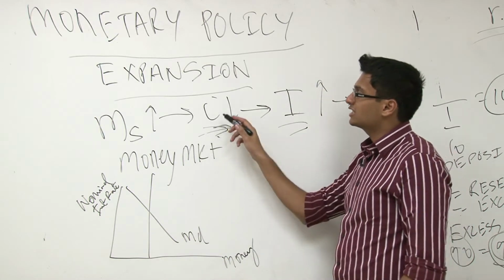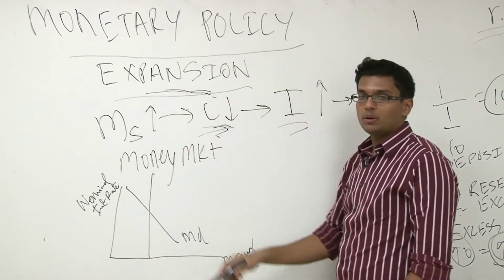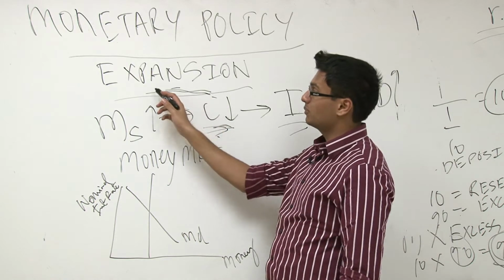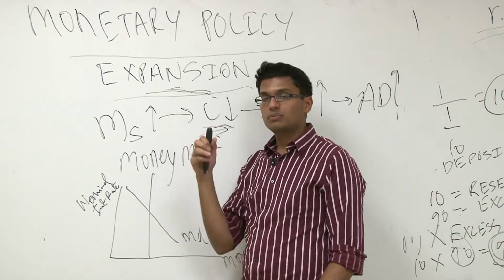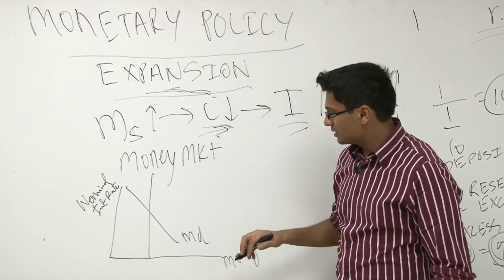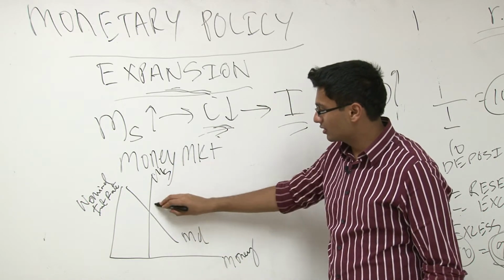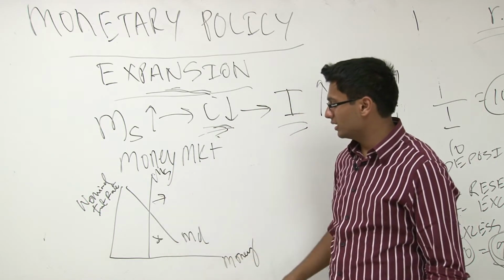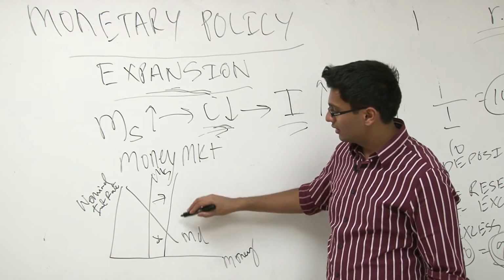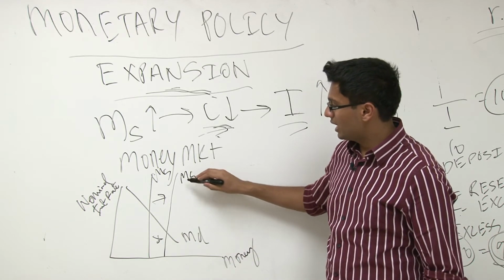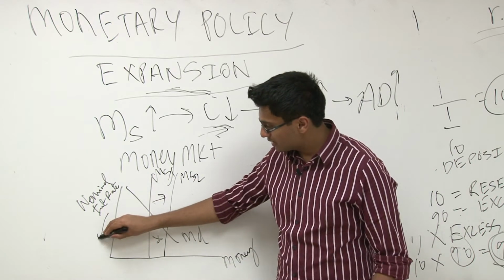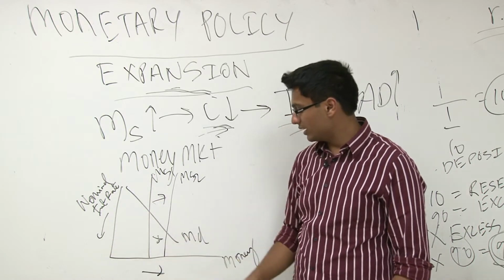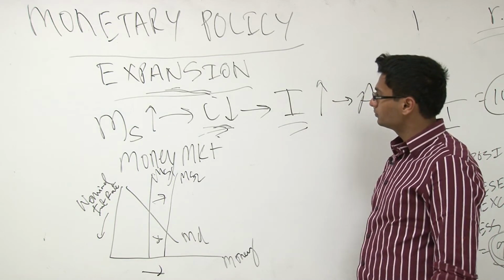Now we said we want to expand the economy. It's expansionary monetary policy, which also expands the economy, right? That's why it's called an expansionary policy. So what happens is that MS goes to the right because we want to increase the amount of money in the economy, from MS1 to MS2. What ends up happening is the interest rates go down. There's more money in the market.